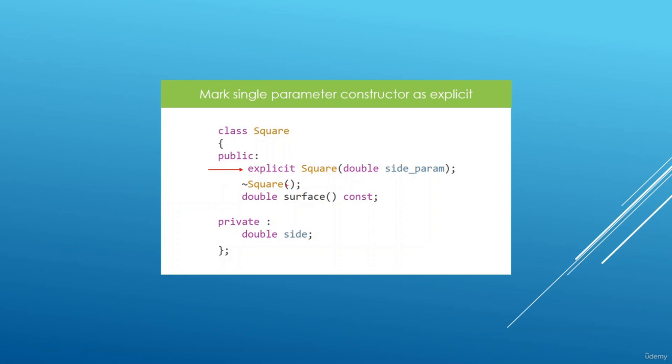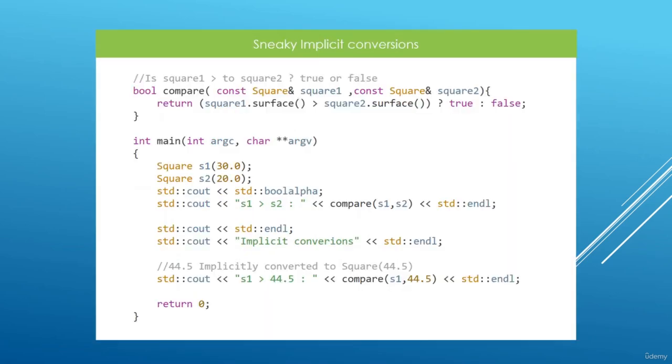And what this tells the compiler is to never use this constructor in implicit conversions. So if we have this constructor here and it is explicit, and we try to issue a call like this, we're going to get a compiler error because the constructor for our square object can never be used in implicit conversions. And what we are doing here is really going to set up implicit conversions.